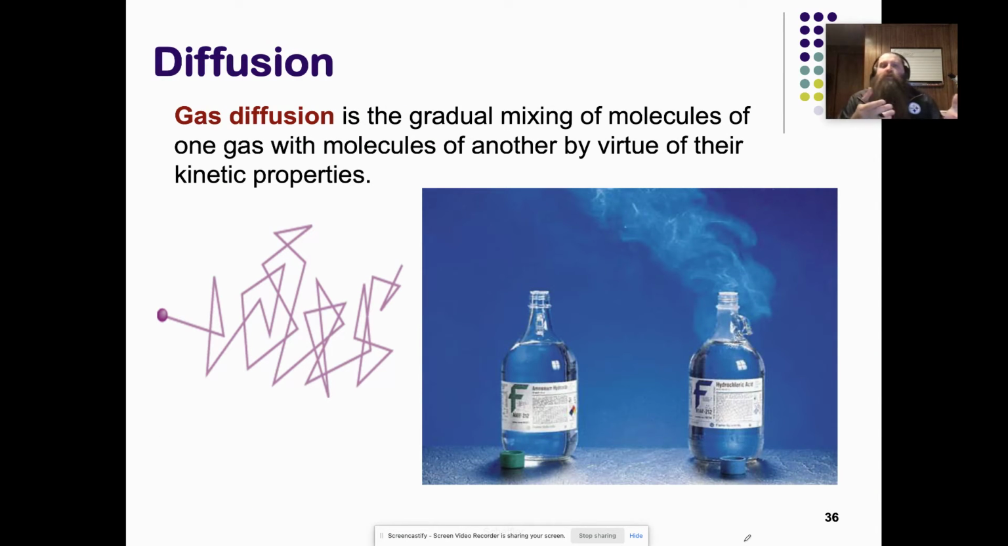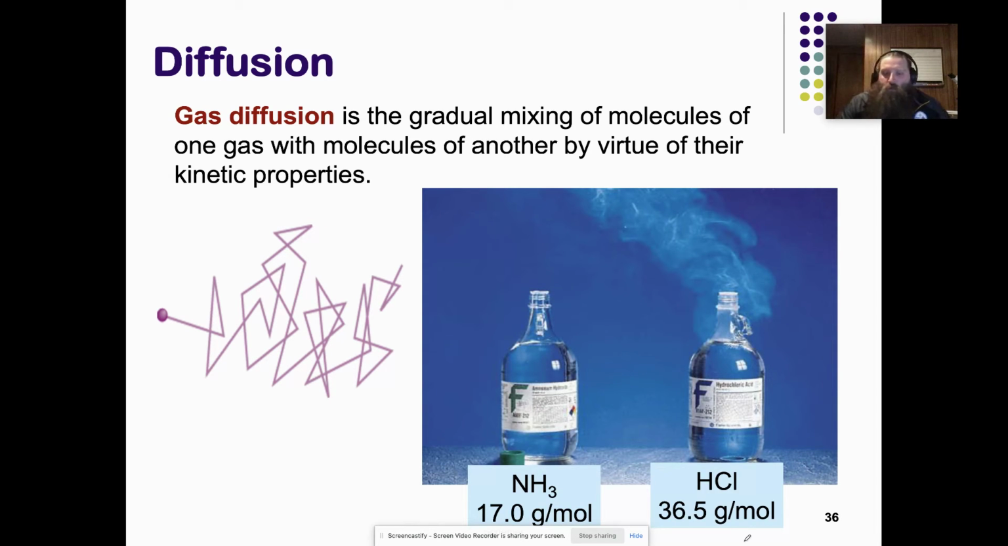Well, diffusion is the mixing of molecules when one gas interacts with another gas. So it's two gases kind of mixing together. Now we know that gases move at random. And this is a pretty interesting picture because on the left we have ammonia, and on the right we have some hydrochloric acid. And we note that hydrochloric acid is heavier. This is the heavier gas, and so we would expect HCl gas to not move as fast.